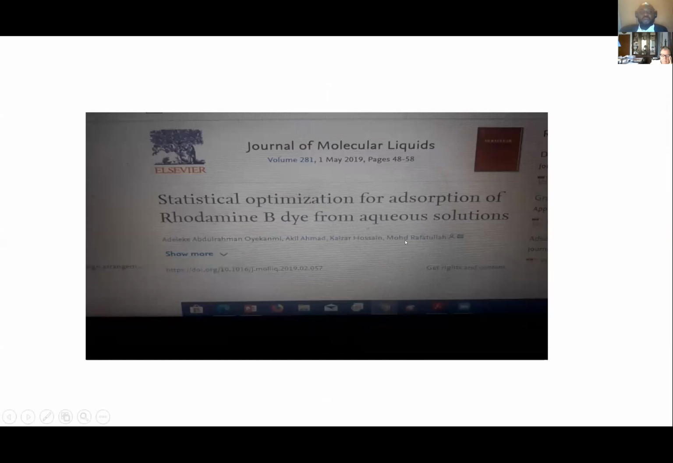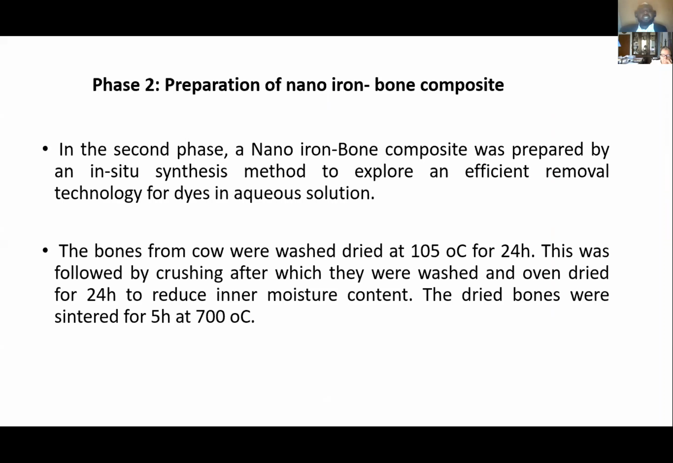So we are carrying out an optimization study for the adsorption of rhodamine B. This is another publication. We carried out a statistical test after the adsorption experiment using rhodamine B dye from aqueous solution. In the second phase, we intend to carry out preparation of a nano-iron bone composite, using an in situ synthesis method to explore an efficient removal technology for dyes in aqueous solution.